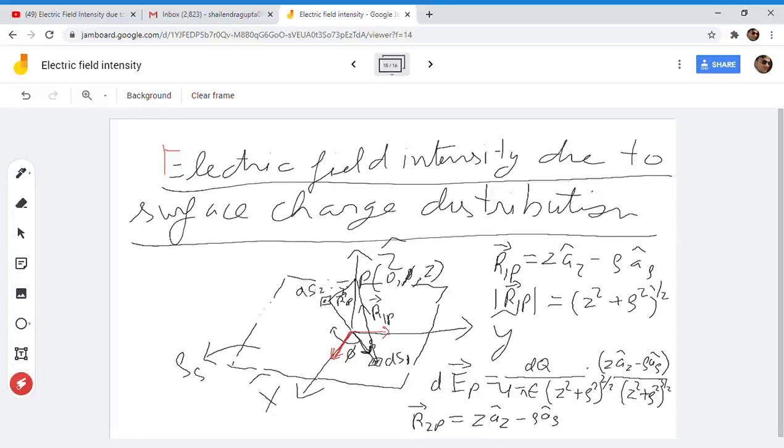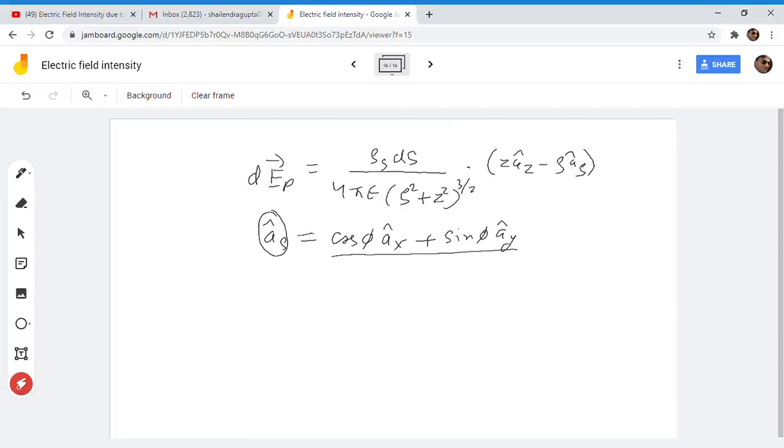Now this ds1 is at this phi angle. So what is this? This is just pi plus phi. Phi is this and pi is this. So this ds2 is placed at pi plus phi angle.